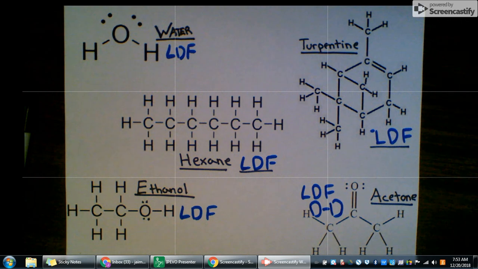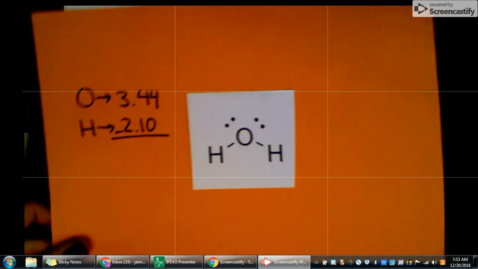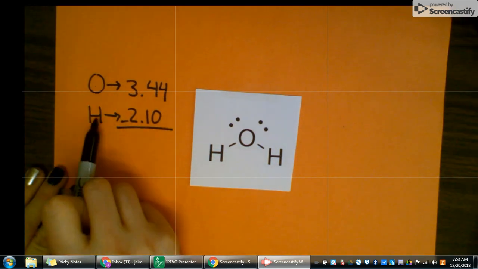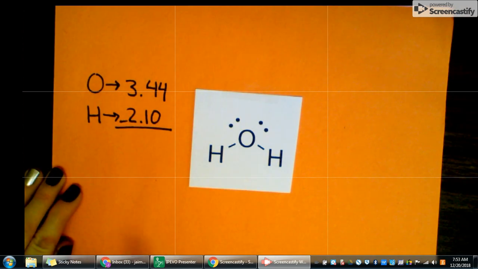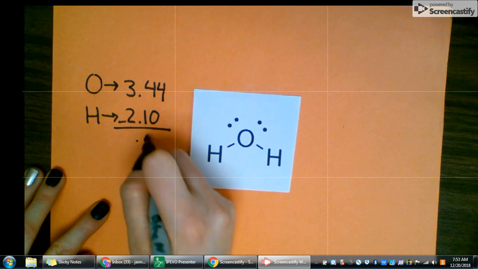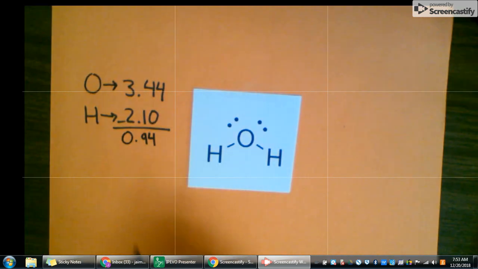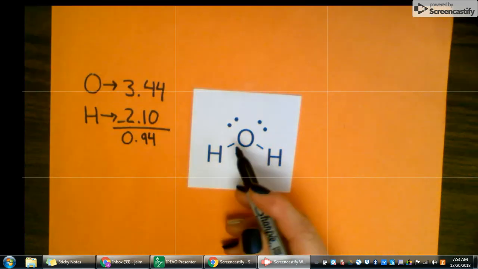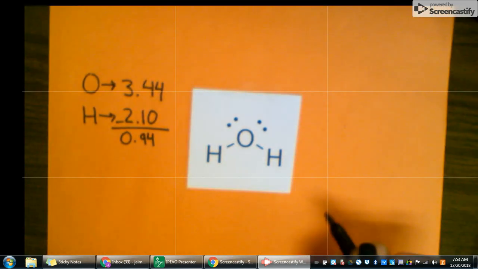All right, let's move on to a personal favorite of mine, water. So we're going to go ahead and calculate the difference between oxygen and hydrogen to figure out if this bond is polar. That difference is going to be 0.94, which puts us on the polarity continuum about right here. So that means that this is in fact a polar covalent bond.